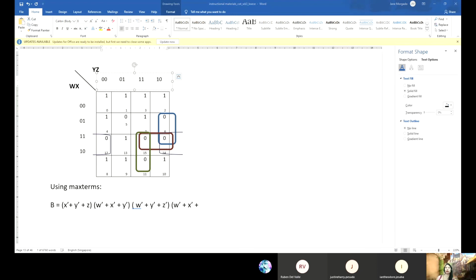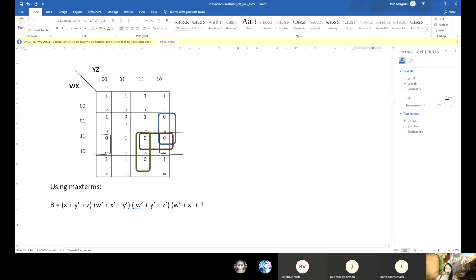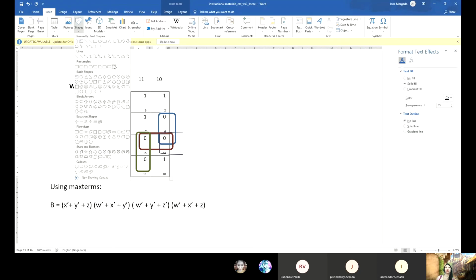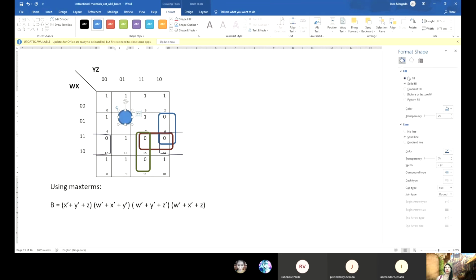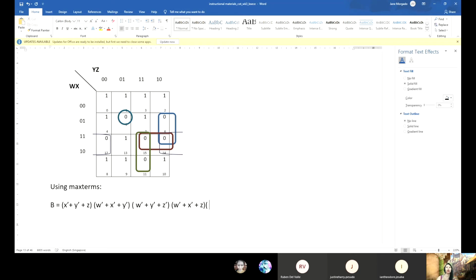So what will happen to y? The y would be eliminated. And what's left is z 0, 0, so we have plus z. Okay, what else? So this would be alone, a lone 0 in a group.